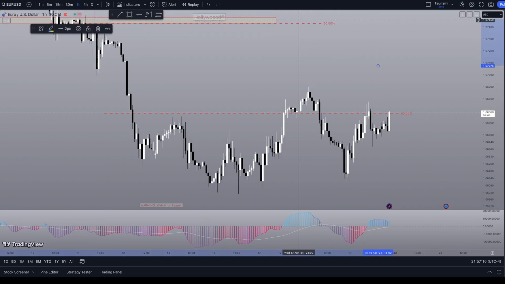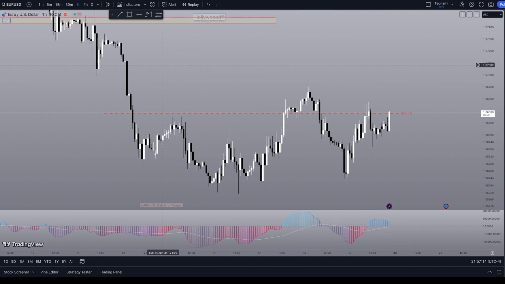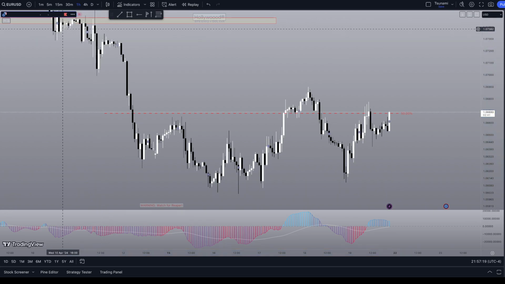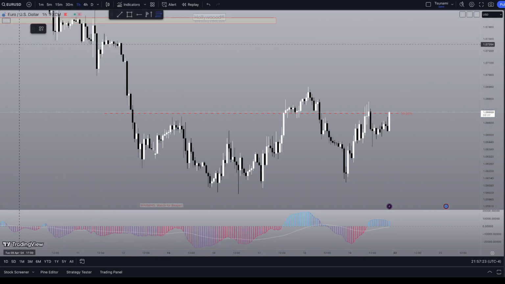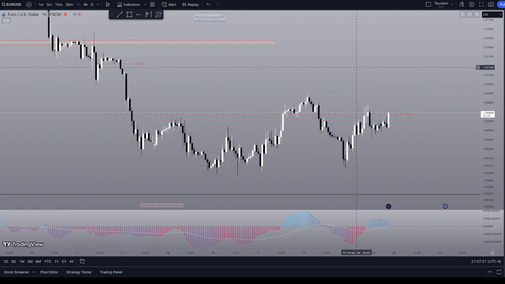And as you can see, I did have a previous premium discount array as well. But let's take a look at something as well. When you want to know which stretch of price to measure for premium and discount, this is something that I use. I'll do something like this.